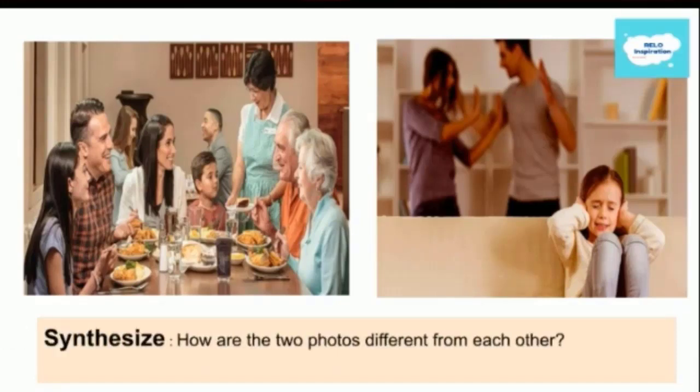the step of synthesizing. Now you can show them another photo about another family and they compare between the 2 pictures. How are the 2 photos different from each other? In the very first one, the family is happy, they are enjoying themselves, they are living happily. And the second picture doesn't seem so. The girl is crying, the father and mother are fighting, and they are not happy. So here they can spot the difference and make connections and create more ideas about the differences between these 2 pictures.